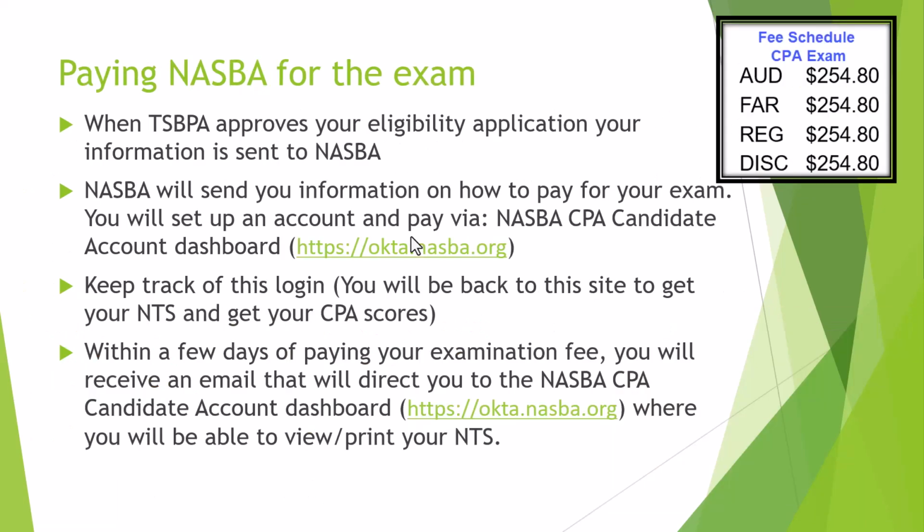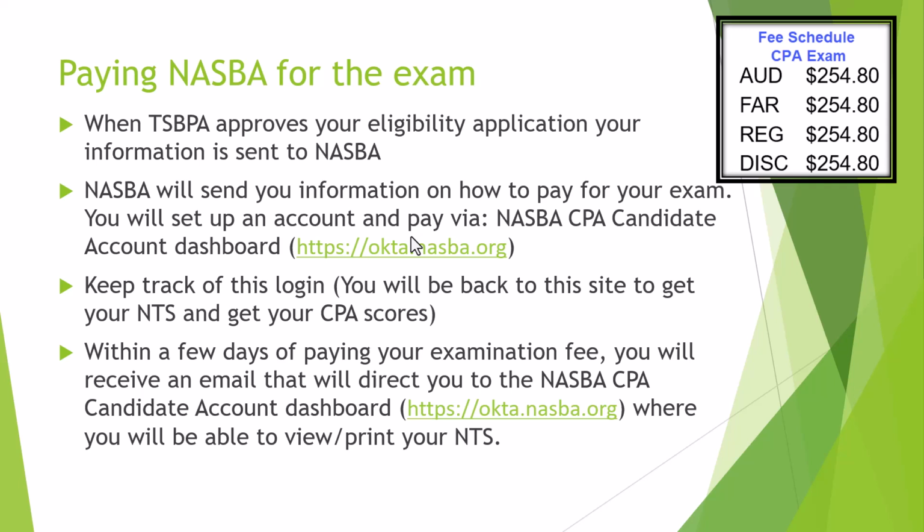Once the Texas State Board gets your $15 per part and reviews your eligibility application, that usually takes about 3 to 4 days, they forward your information to NASBA, the National Association of State Boards of Accountancy. This is where you now start to pay the big bucks. Every part of the exam is about $250 at this time.